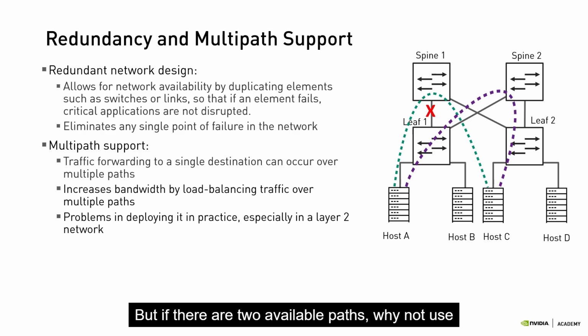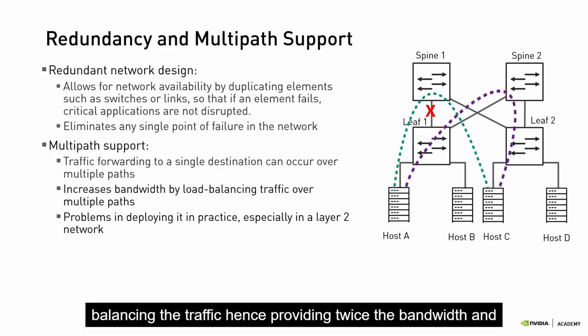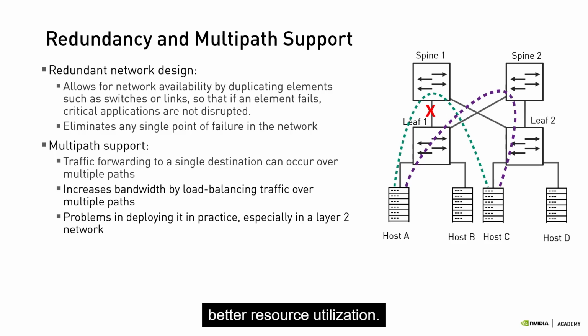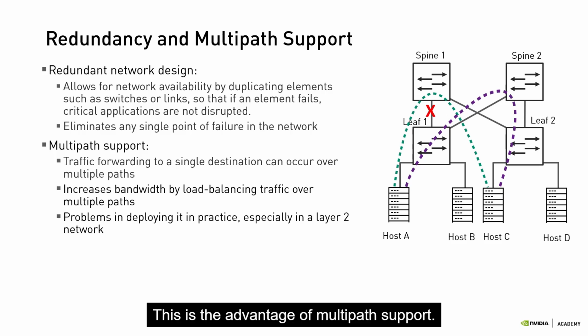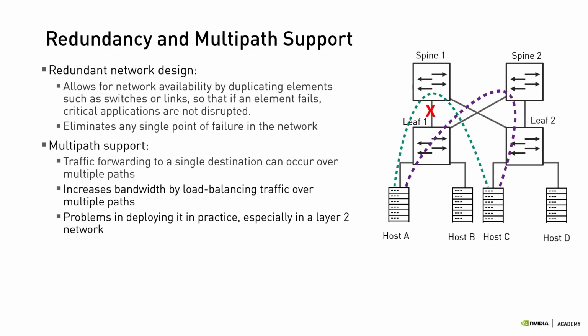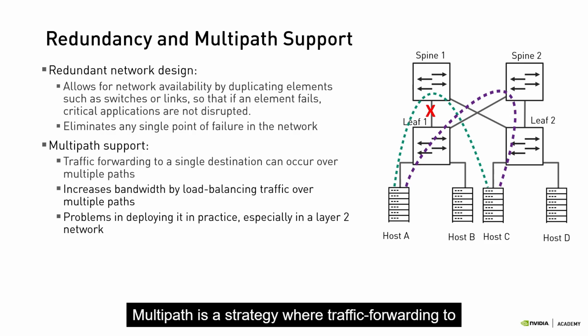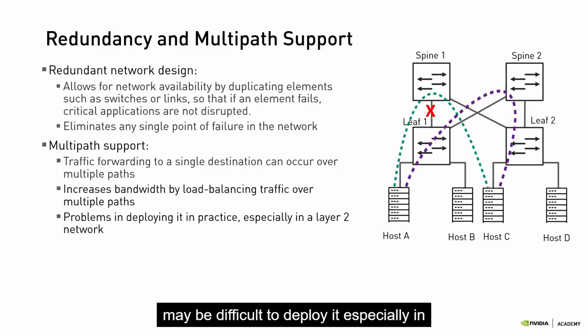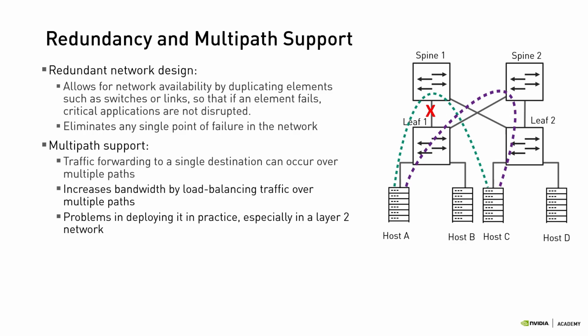If the active path fails, the backup path takes over. But if there are two available paths, why not use them both at the same time? This will allow for load balancing the traffic, hence providing twice the bandwidth and better resource utilization. This is the advantage of multipath support. Multipath is a strategy where traffic forwarding to a single destination can occur over multiple paths. It can substantially increase bandwidth by load balancing traffic over multiple paths. However, it may be difficult to deploy it, especially in a layer 2 network. Let's examine the reason for that.